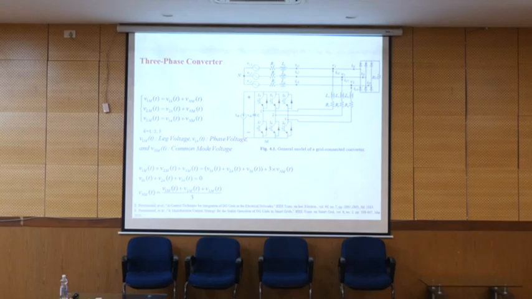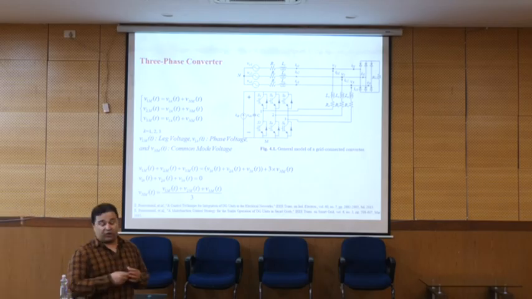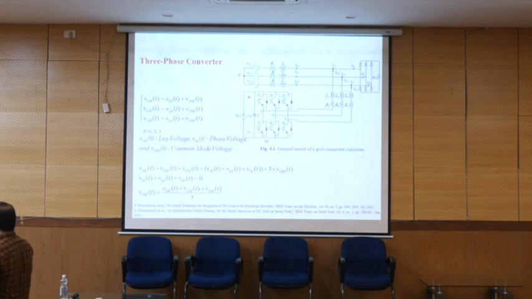To design a control technique for the operation of the converter, we need to have the dynamic model of the system. So in a converter, the voltage of the leg is equal to the voltage of the phase plus the voltage of the neutral point.